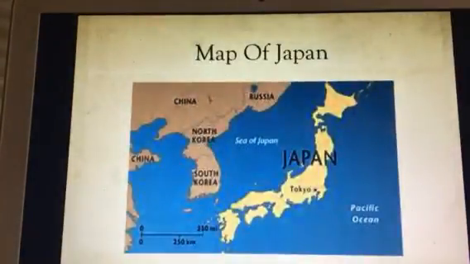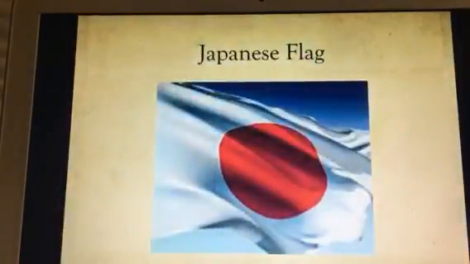Here you can see where Japan is located. You can see that it is near Russia, North Korea, and South Korea, and that it is surrounded by the Sea of Japan and the Pacific Ocean. This shows you a picture of what the Japanese flag looks like.